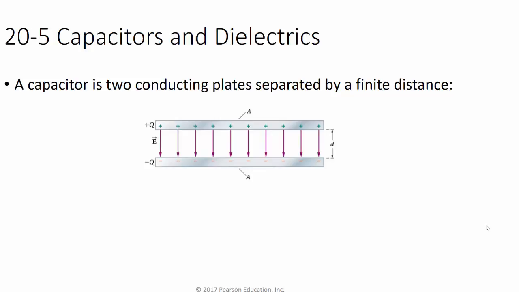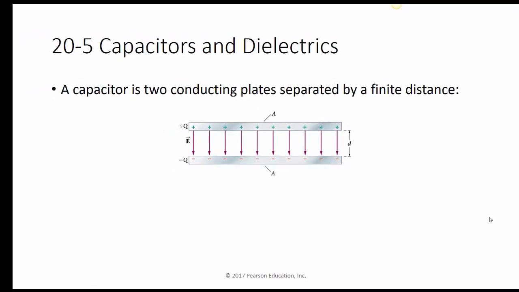Now, let's move on and talk about one more concept, the concept of the capacitor. The capacitor is a device that stores charge in the form of Q. The simplest capacitor is a parallel plate capacitor that has two plates, one positive, one negative, separated by a finite distance d.